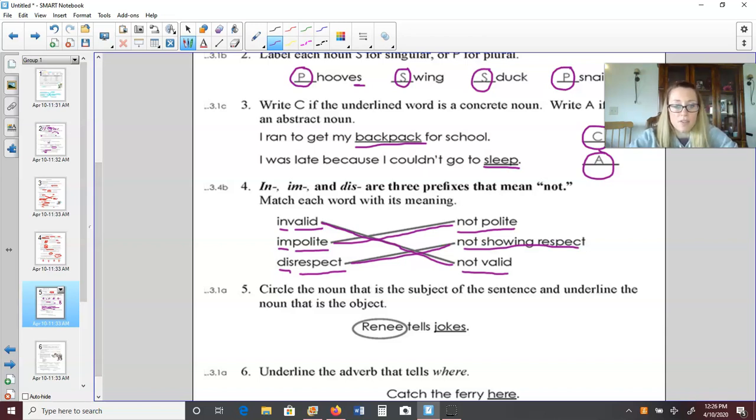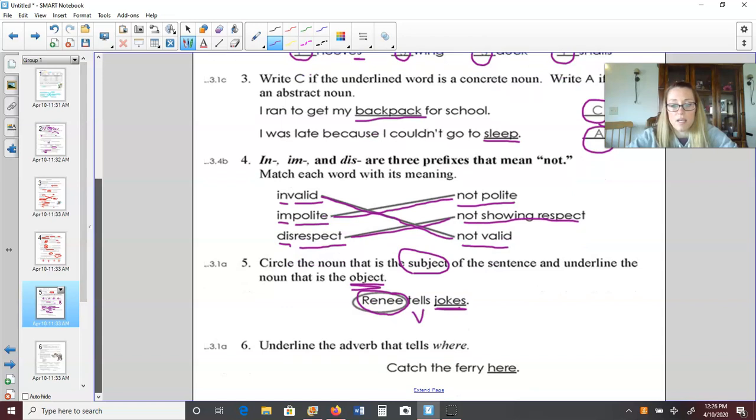Number five, circle the noun that is the subject of the sentence. Underline the noun that is the object. Renee tells jokes. So the subject of our sentence tells us who or what the sentence is about. So this sentence is about Renee. That's our subject. And our object is a noun that we find in the predicate of our sentence. Jokes. Tells is a verb. That's the action in the sentence.